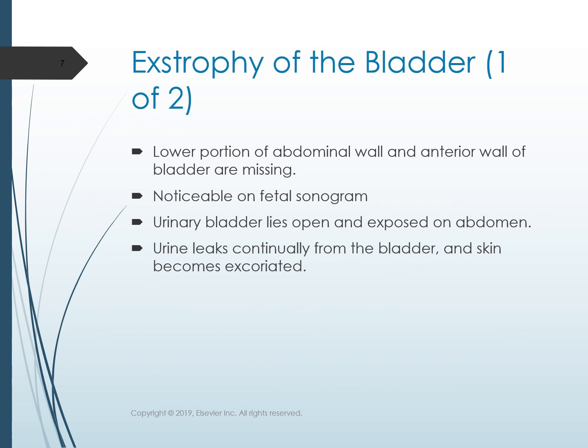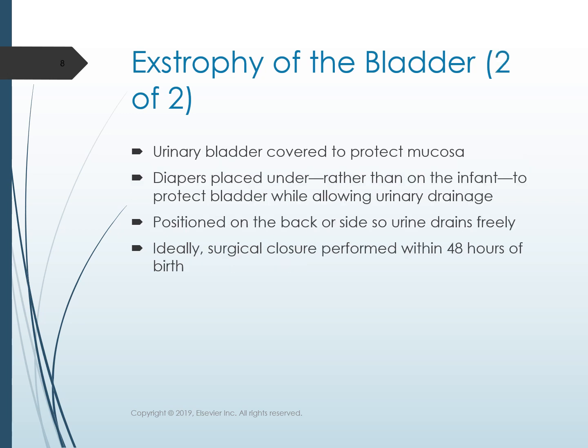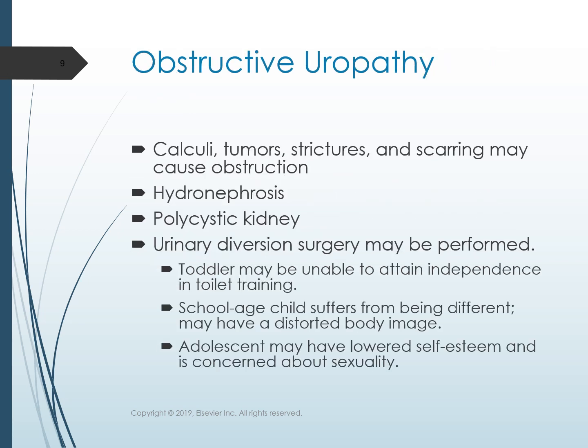In exstrophy of the bladder, the lower portion of the abdominal wall and the anterior wall of the bladder are missing. This disorder is noticeable by fetal sonogram. Urine leaks continually from the bladder. The skin around the bladder becomes excoriated. The bladder is covered with a plastic shield or appropriate dressing to protect its mucosa but still allow for urinary drainage. Antibiotics are given to prevent infection. Surgical closure is ideally performed during the first 48 hours of life.